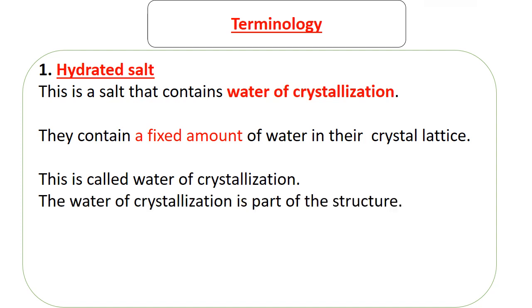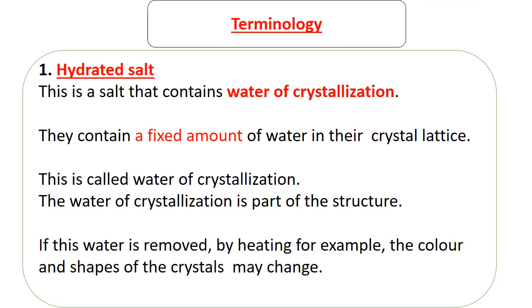Like I said, the water of crystallization is part of the structure. That is just an emphasis. If the water of crystallization is removed from the crystal by heating, for example, the color and shape of the crystals may change. When you remove that water, the color can change. For example, if it is blue, it might turn into another color, and the shape might also change. Usually they might end up becoming powdery. So that's all about hydrated salts.